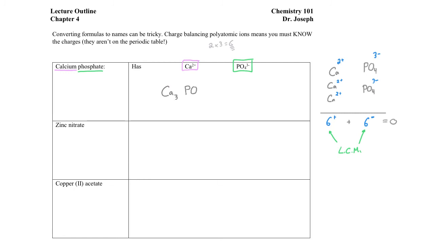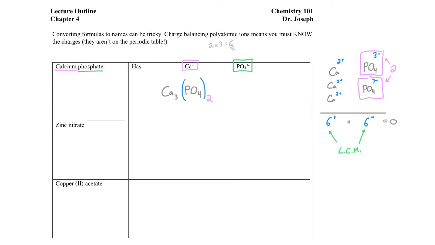Now how do we write this formula? That's right, we need to put the phosphate, because it's a group of atoms, inside of parentheses. And then we put the subscript 2 right outside, and we have calcium phosphate. So now that you've seen that once, let's try another example.